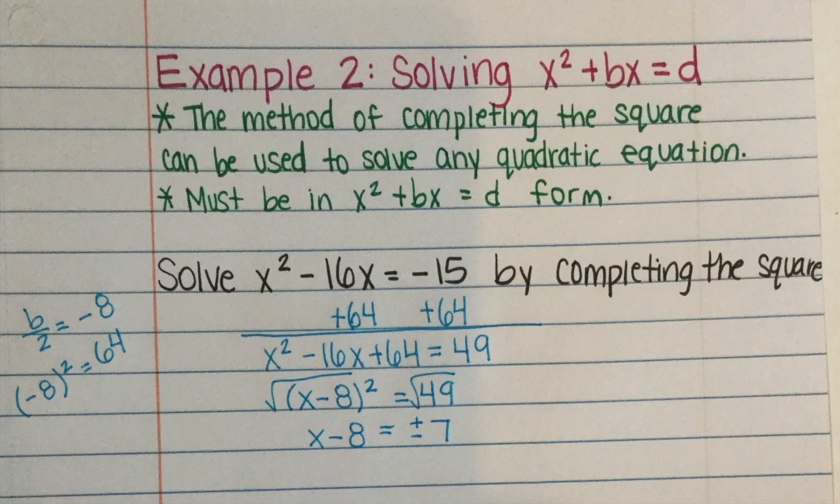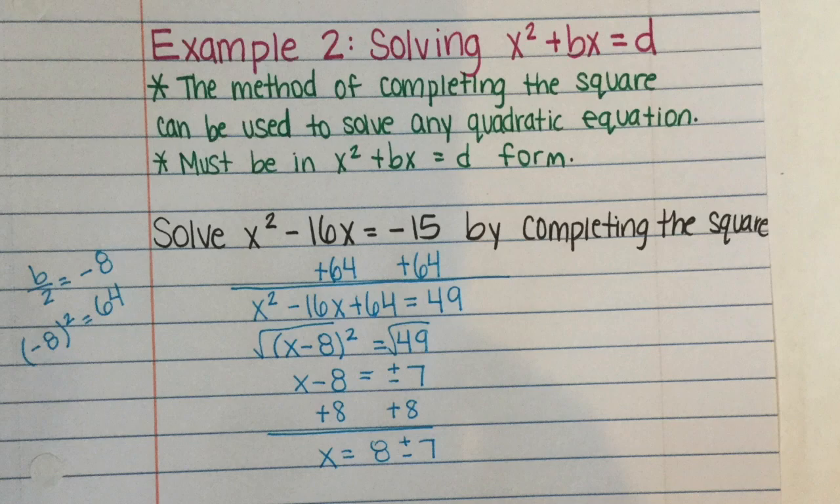Now, once I have factored that, I'm going to go ahead and solve the equation by taking the square root. So when I take the square root of the left side, I'm left with x minus 8. When I take the square root of 49, I'm left with positive or negative 7. And this was really similar to what you guys did last week in section 9.3. Hopefully you're noticing some of the similarities here.